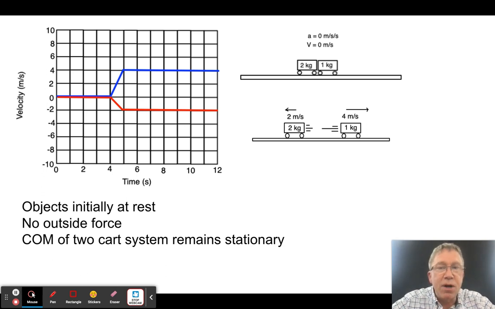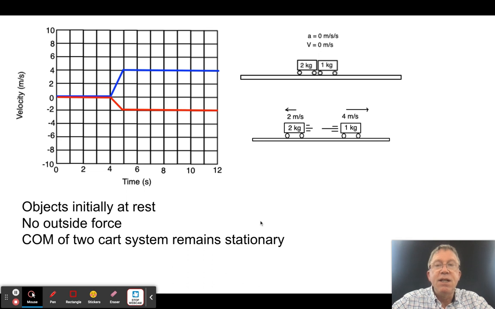Now, we often are presented with problems where we have velocity versus time graphs when it comes to solving momentum problems. So let's just look at one like this. I can see from this that the initial momentum of the system was zero, and afterwards it was not, because I have 2 kilograms moving in the negative direction at 2, so that's -4, and I have 1 kilogram moving in the positive direction at 4, so that's +4.